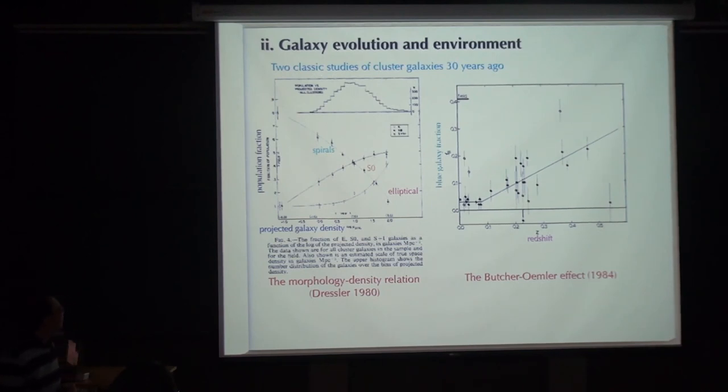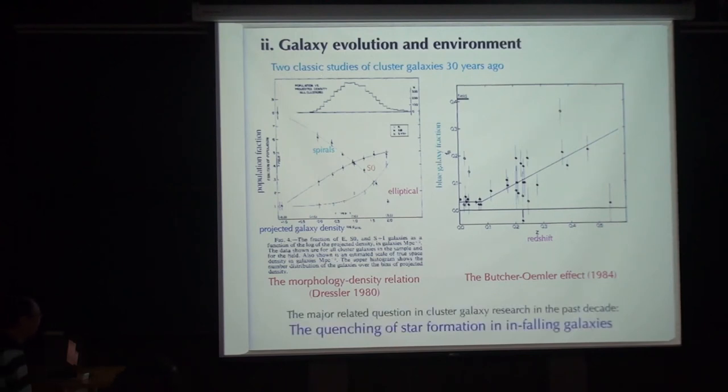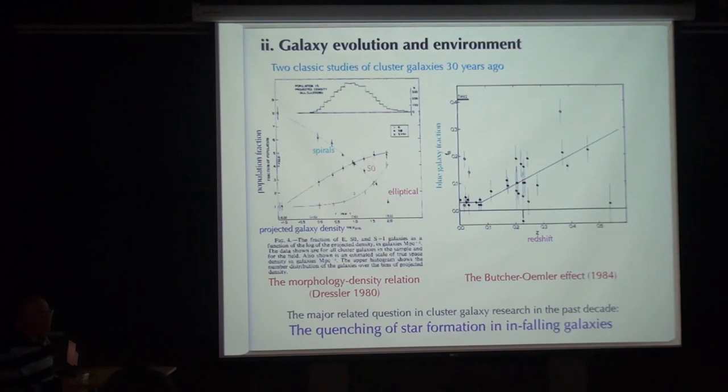And essentially, the major question that's related to these two plots, as it turned out, is what happened to star formation when galaxies are in different environments. Right here is environment versus the type of galaxy. And type of galaxy here is related to how much star formation is going on.